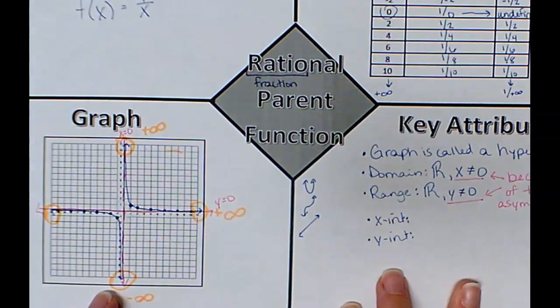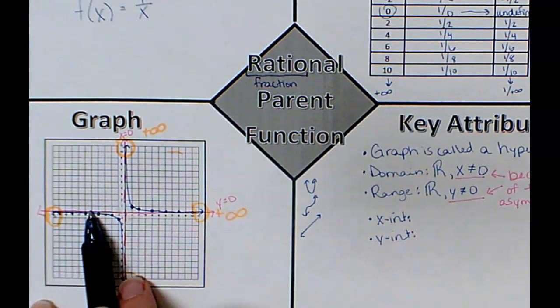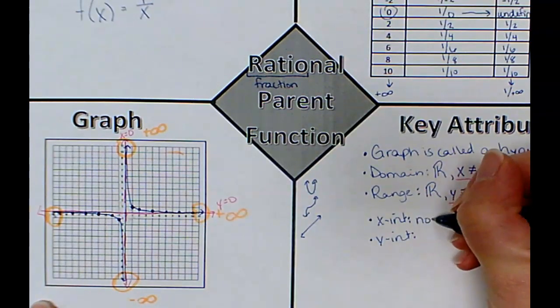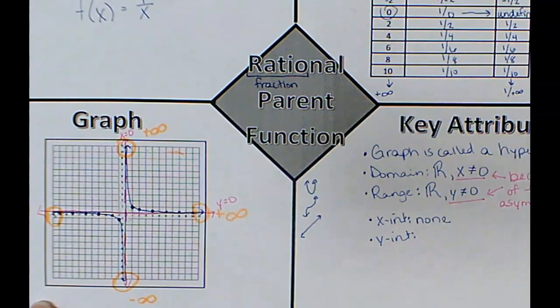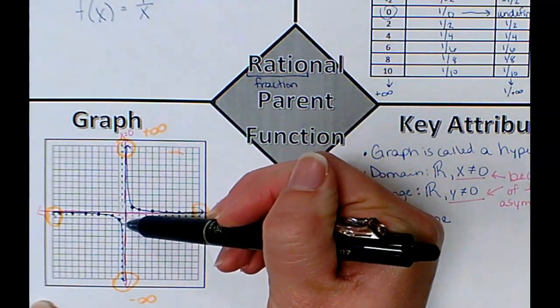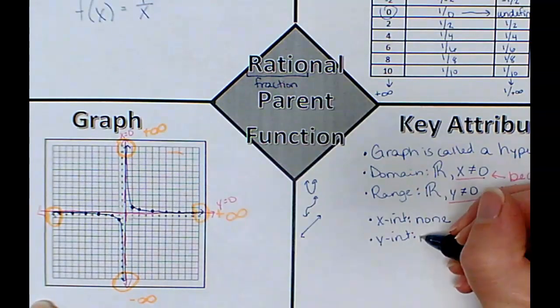So when I look at my graph, along the x-axis, there's an asymptote. So there's no point where the graph is going to touch the x-axis. So are there any x-intercepts? No, there are none. For the y-intercepts, are there any points that are going to be on the y-axis? No, because there's an asymptote there. So there are none.